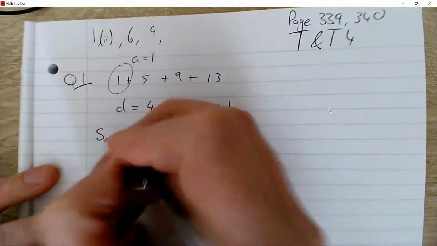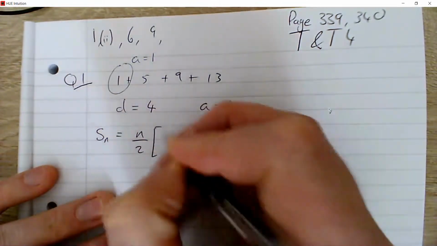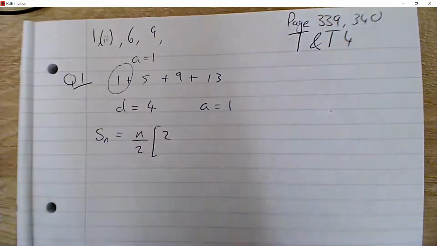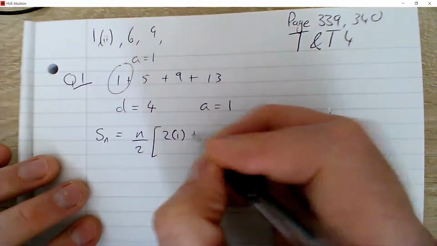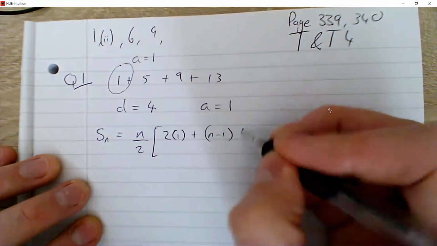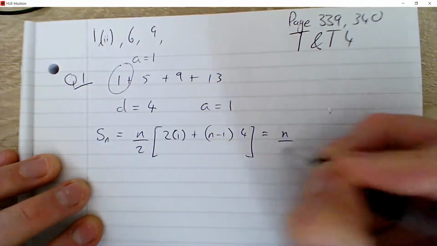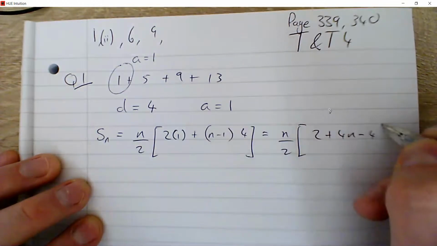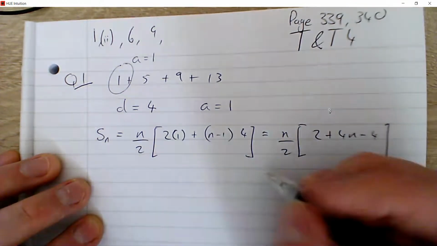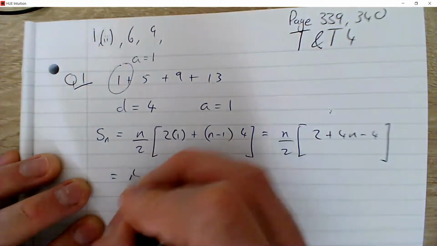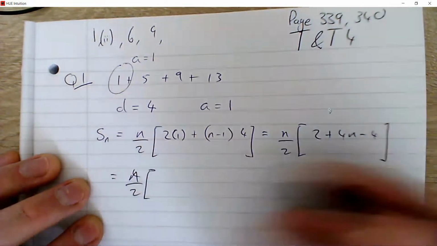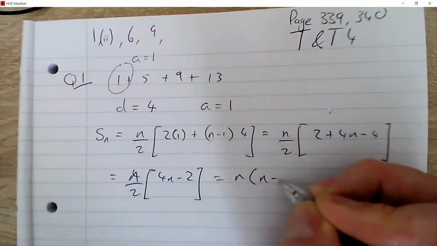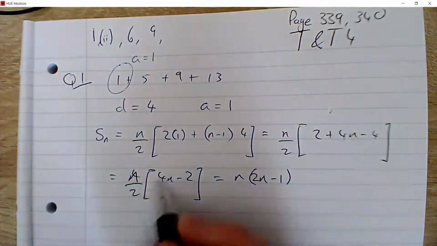The sum of n terms then, given by our formula, is n over 2 times twice A. This is the formula in the log tables here. Okay, well, twice A for us is 2, plus n minus 1 times D, where D is 4. Okay, that gives you n over 2 times 2 plus 4n minus 4. And if you were tidying that up even more, you might say, well, 2 take away 4. So that's n over 2 times 4n take away 2. And you can even half that. It's n times 2n take away 1. Okay, that's dividing top and bottom by 2.